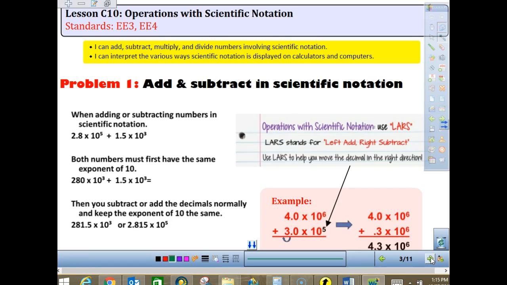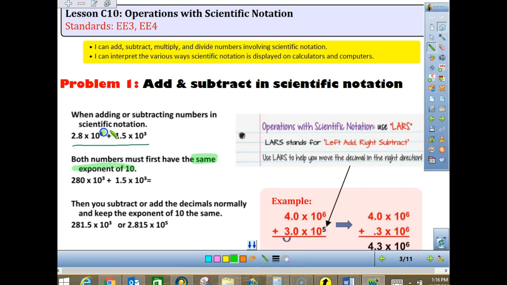All right. So as you were taking a look up here, first page. When we add and subtract in scientific notation, it says when adding or subtracting in scientific notation, you're going to have a problem like 2.8 times 10 to the 5th plus 1.5 times 10 to the 3rd. And it says both numbers, when we look at this, this is scientific notation, but both numbers must have the same exponent of 10.